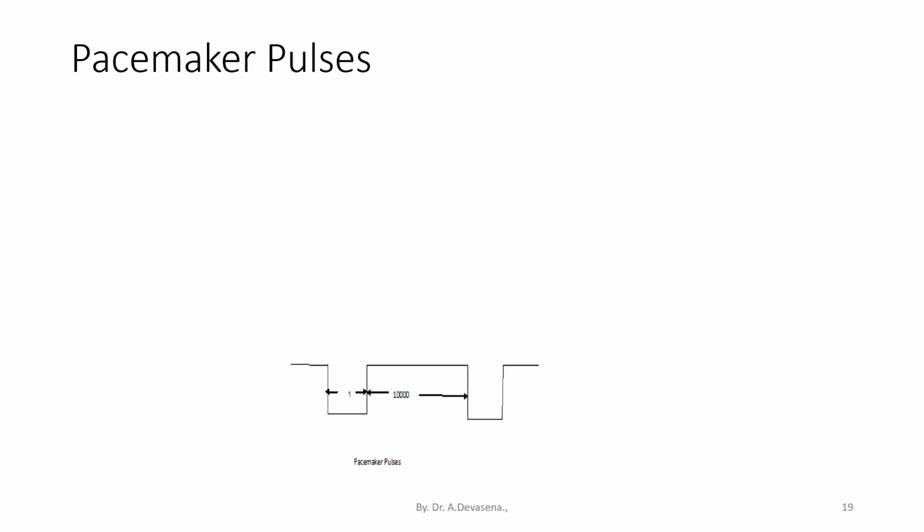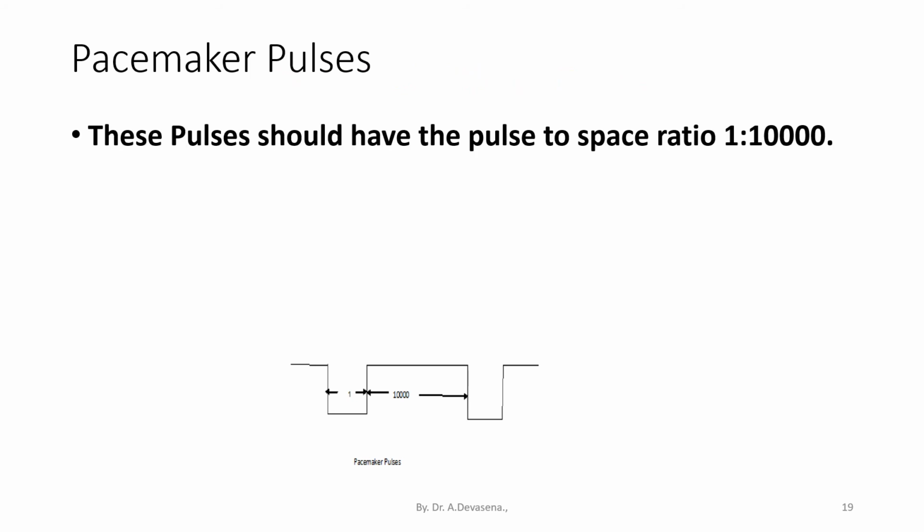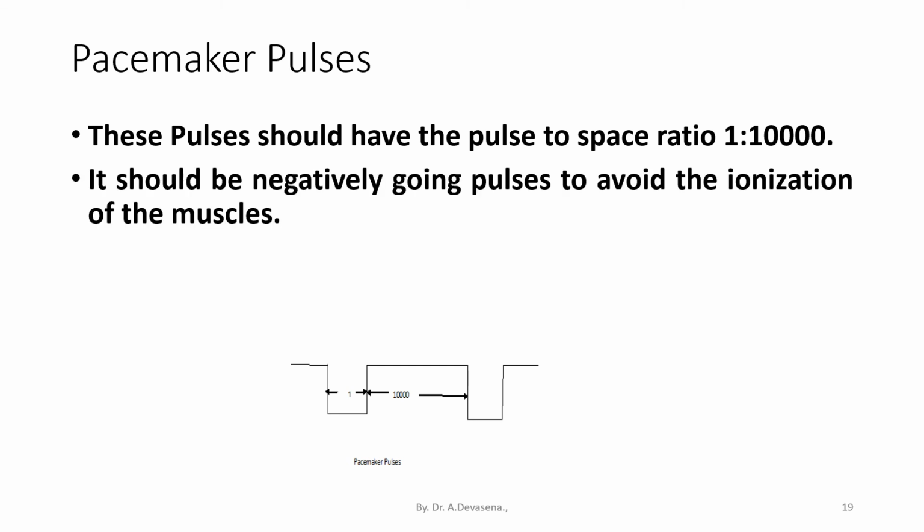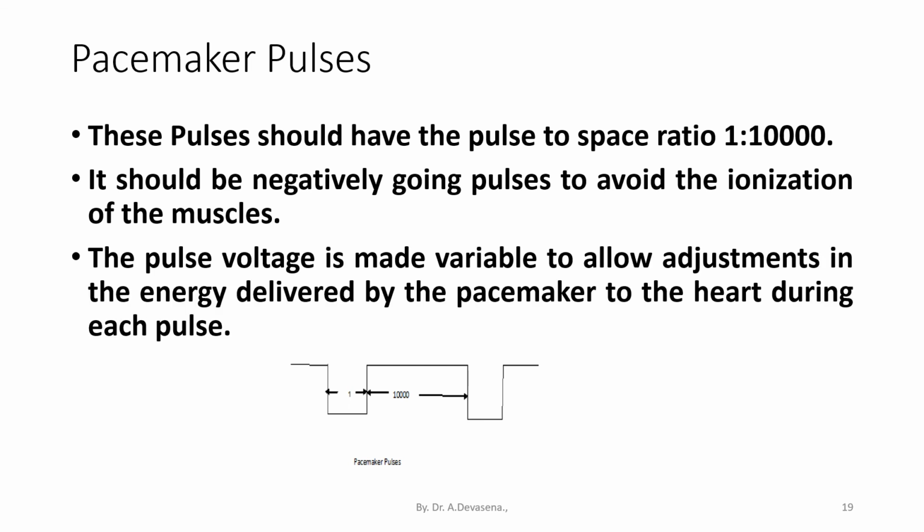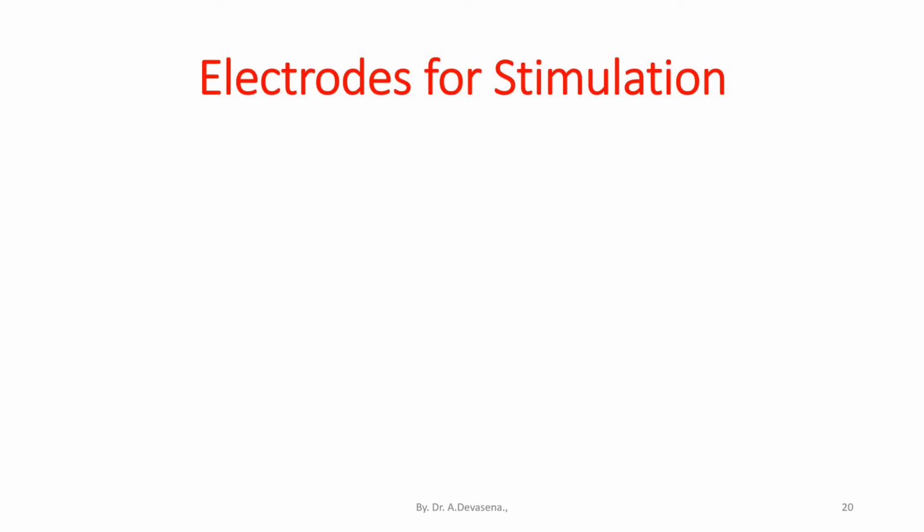Pacemaker pulses. The pulses should have a pulse to space ratio of 1:10,000. They should be negative-going pulses to avoid ionization of the muscles. The pulse voltage is made variable to allow adjustments in the energy delivered by the pacemaker to the heart during each pulse.